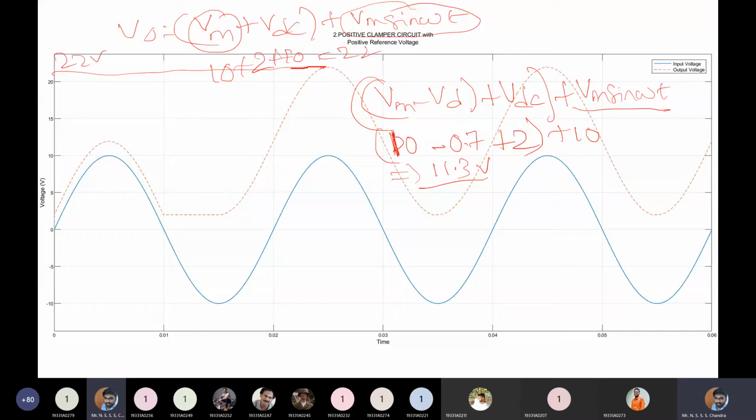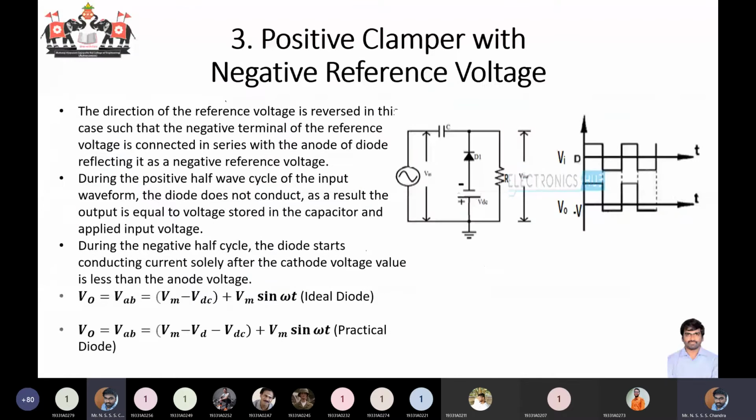So this is the positive clamper circuit with positive reference voltage. Next we will be discussing the positive clamper circuit with negative reference voltage. Here it is exactly the replica of the positive clamper circuit. The only difference is that here we are connecting the anode of the diode to the negative voltage bias. So we are giving a negative voltage at the anode of the diode.